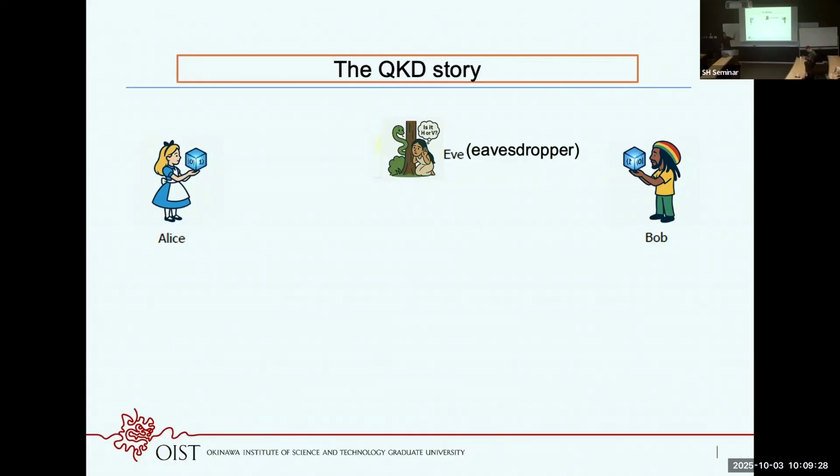On the other hand, the QKD security, at least in theory, relies only on the laws of quantum mechanics. So as long as these laws are valid, QKD will be good to do the job of encrypting data and have a secure communication.